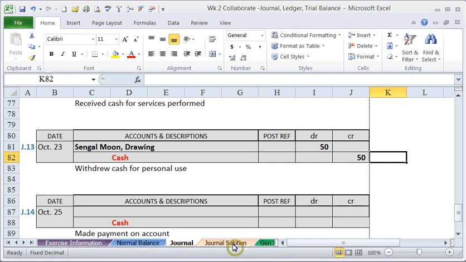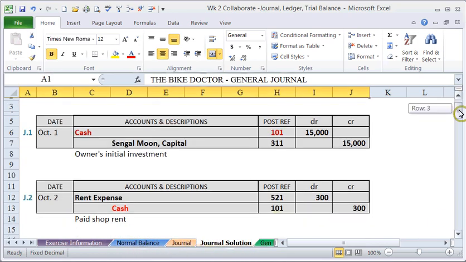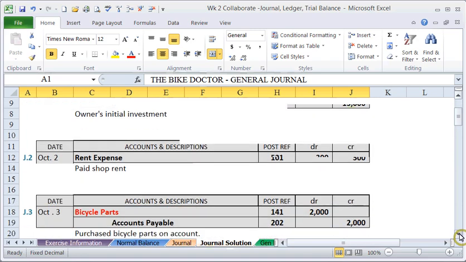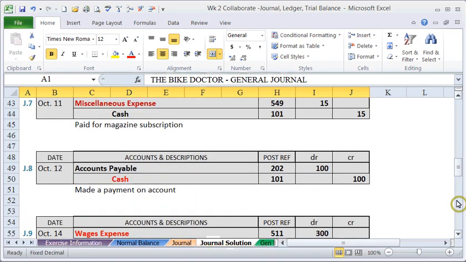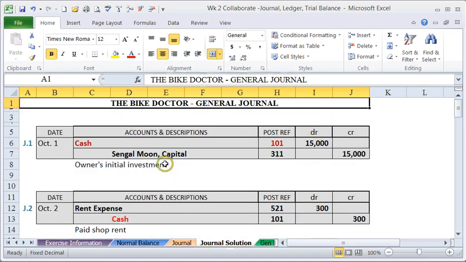The rest of the journal entries are recorded here in the Solution tab. The rest of them that we did not complete here are similar to ones that we did. So please take some time to review all of those and use this as a practice exercise, and you can use these as examples of how to prepare your own journal entries. In the next video, we'll see how we post our completed journal entries to the general ledger.